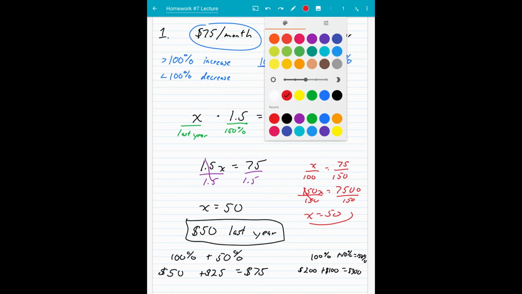So let's go to another one that's like this. Let's do number 3. It says Malia bought a new mountain bike. The sales tax in her province is 5%. So 5% sales tax. And she paid $61.50 in tax.